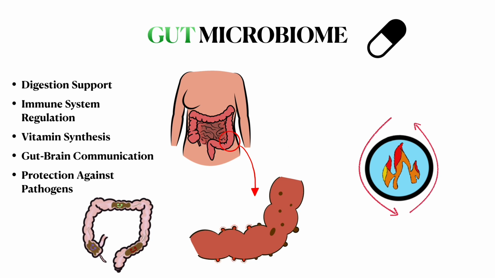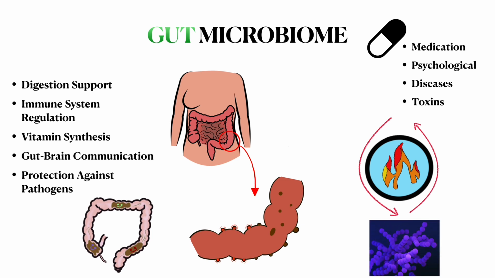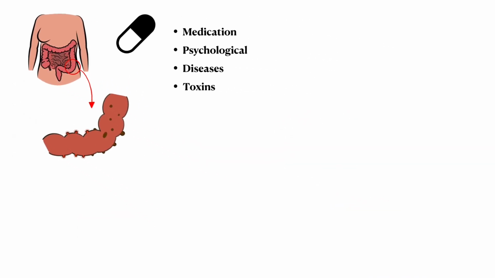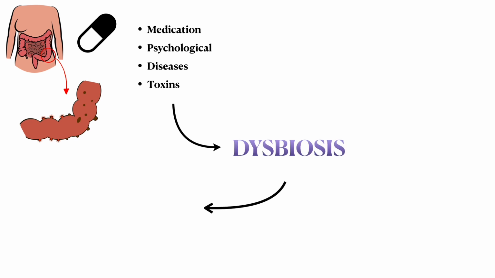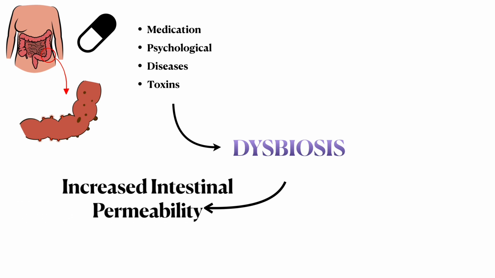So inflammation is just one of the many things that can hit our gut microbiome. It's important to understand that there can be other factors: medication, psychological things like stress, diseases, toxins. These are all things that can have a pronounced effect on the gut microbiome. And there are trillions of bacteria there, more than we have cells in our body, so it's good to get along with the gut microbiome. One of the things that can result in this is dysbiosis.